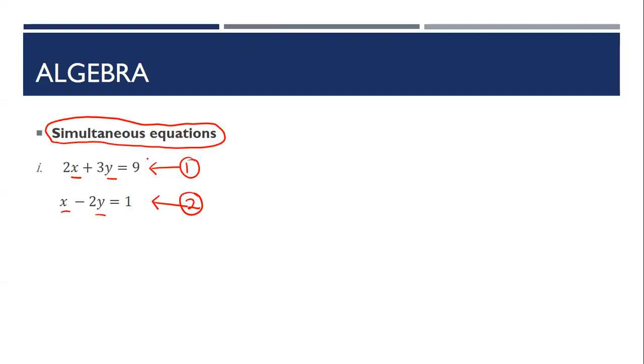So here if you can see equation 1, it is 2x plus 3y is 9, and the second equation is x minus 2y is 1.